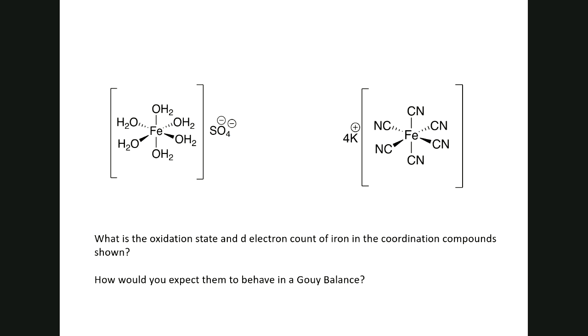So let's do an experiment. Here I'm showing you two iron complexes: a hexaaquo iron complex and a hexacyanoferric complex. I want you guys to quickly calculate the oxidation state and the electron count of iron in both of these coordination complexes. And furthermore, based off what we said before about the number of d orbital electrons, tell me how would you expect each of these to behave in a Gouy balance?